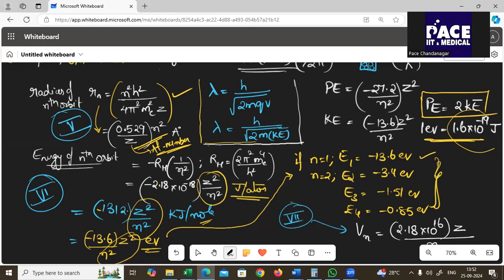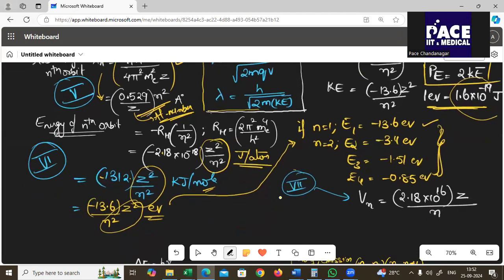And the seventh set here is the velocity of the electron in the nth orbit. Velocity in the nth orbit is 2.18 into 10 to the power 6 Z by n. Energy is Z square by n square. Velocity is Z by n. Remember, Z by n. Velocity is Z by n times 2.18 into 10 to the power 6.